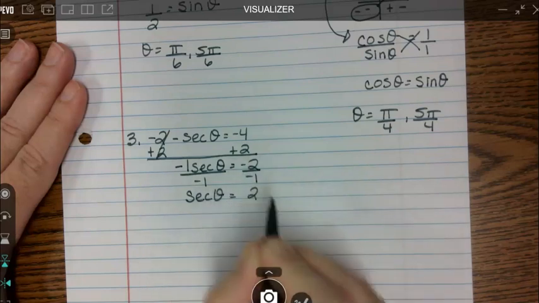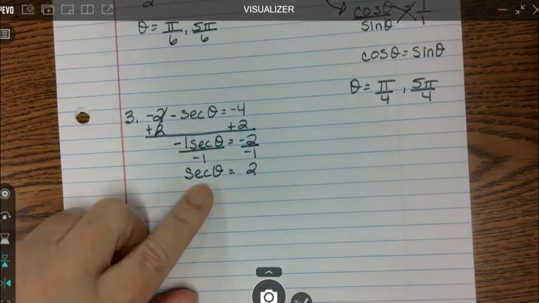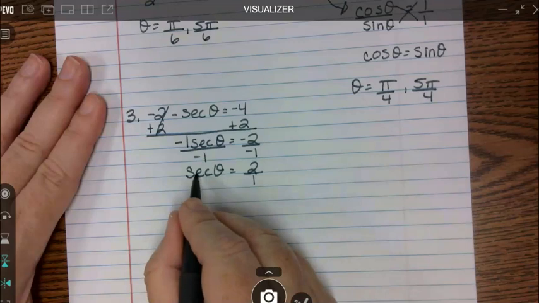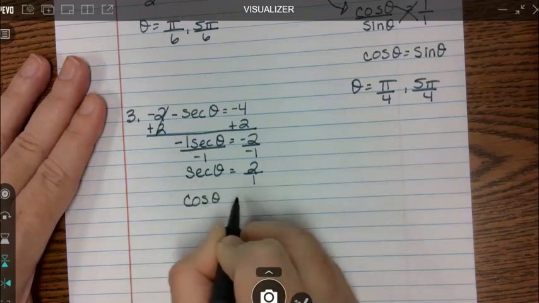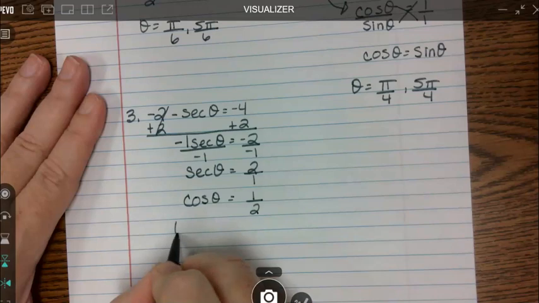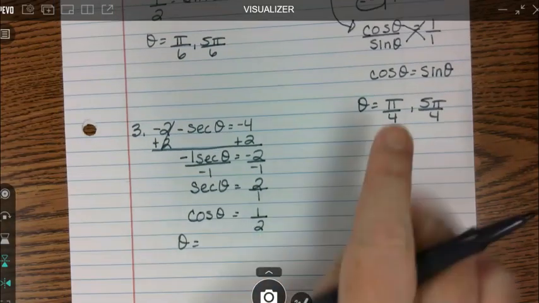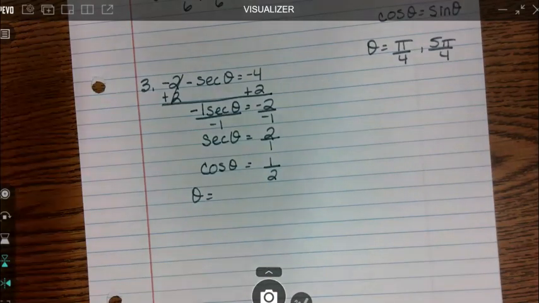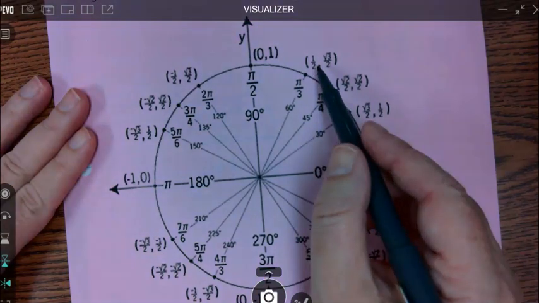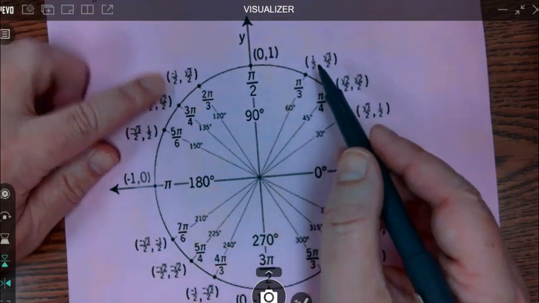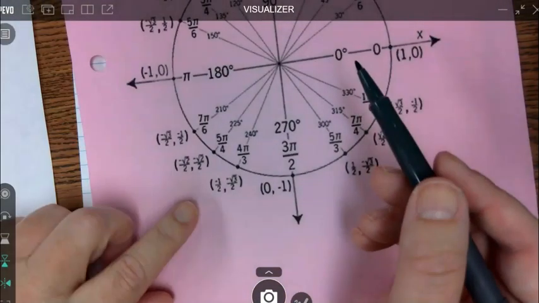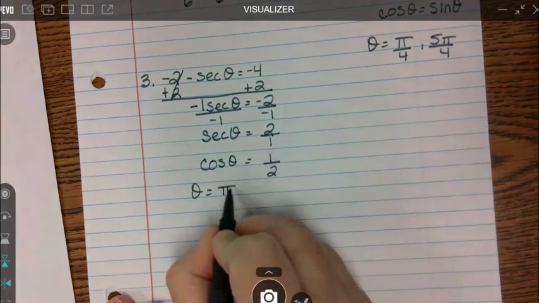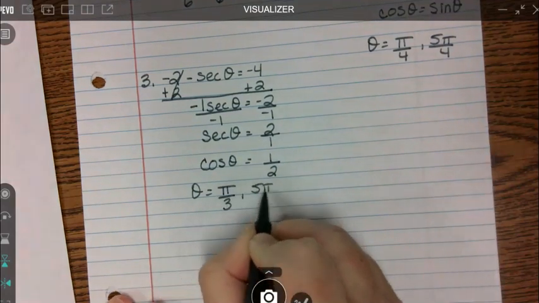And this equals 2. Remember, secant is not on the unit circle, so we have to flip it. So I'm going to put this over 1. So reciprocal of secant is cosine equals 1/2. The reason why we don't have to do the quadrant thing like we did in number 2 is, is cosine on the unit circle directly? And the answer is yes. So here we have 1/2 at pi over 3. Not there. Let me move this up. That's negative and positive. So pi over 3 and 5 pi over 3.